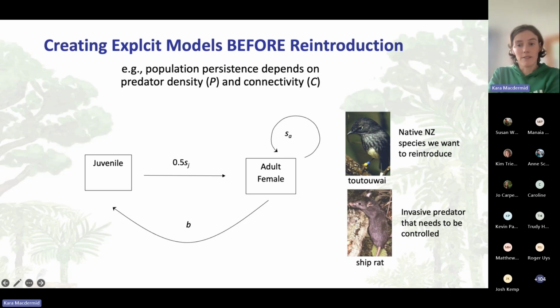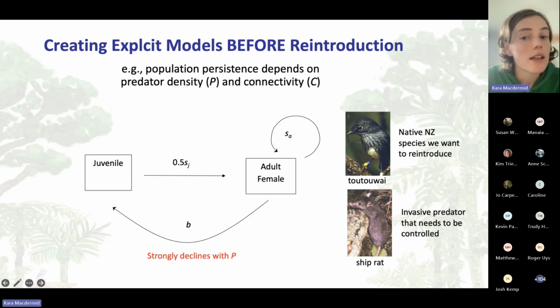These things affect the vital parameters of the population, so the fecundity and the survival and the juvenile recruitment into the population. This model here shows adult females because they're the limiting sex. We know that birth rate, along the bottom there, strongly declines with rat numbers because eggs and chicks are vulnerable to rat predation in the nest.